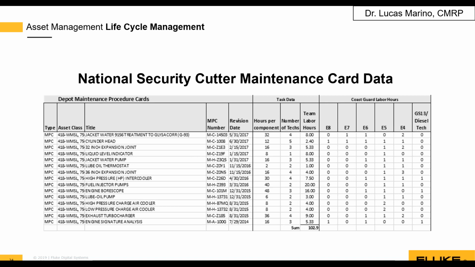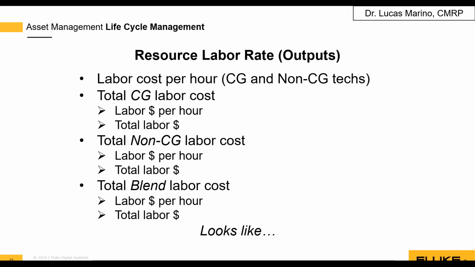And what this does next for you is it gives you the ability to determine the labor cost per hour for each of your different resource types. In our case, we had the labor per hour for Coast Guard and total labor for Coast Guard, and those same numbers for non-Coast Guard and a blended team.